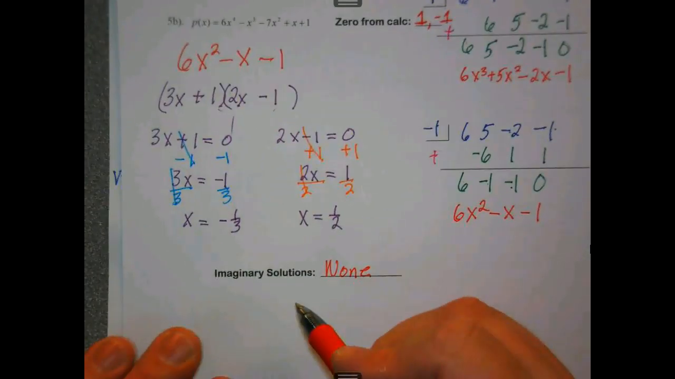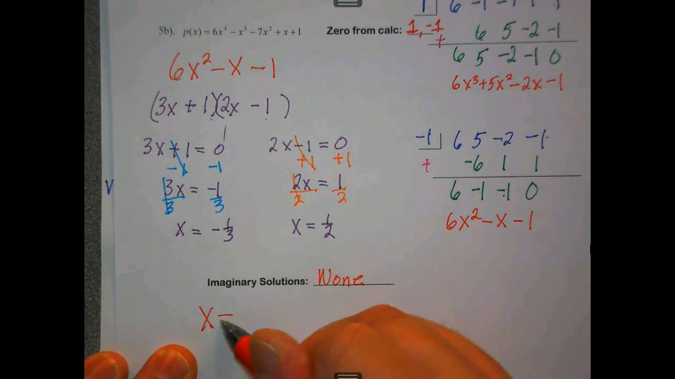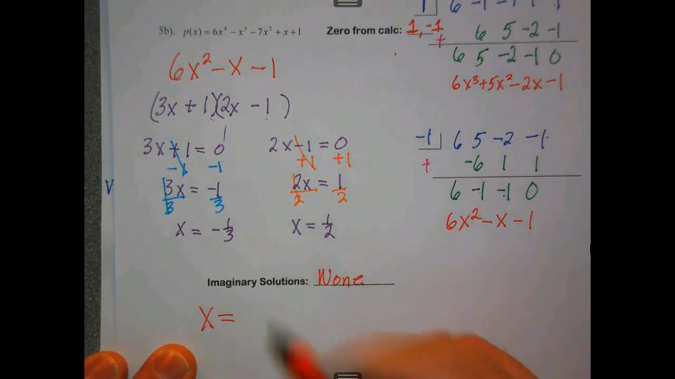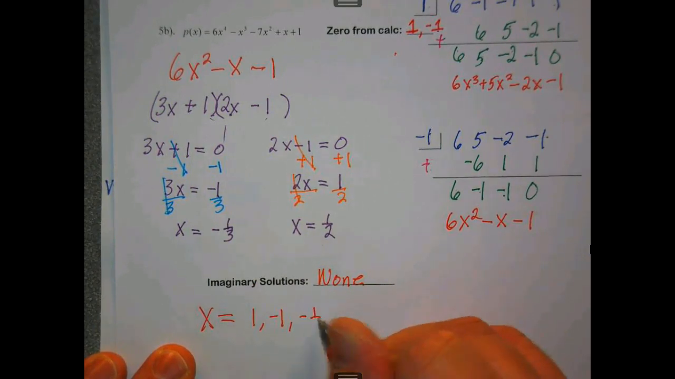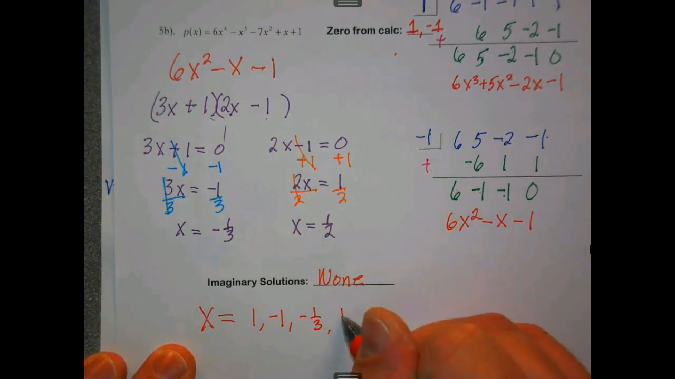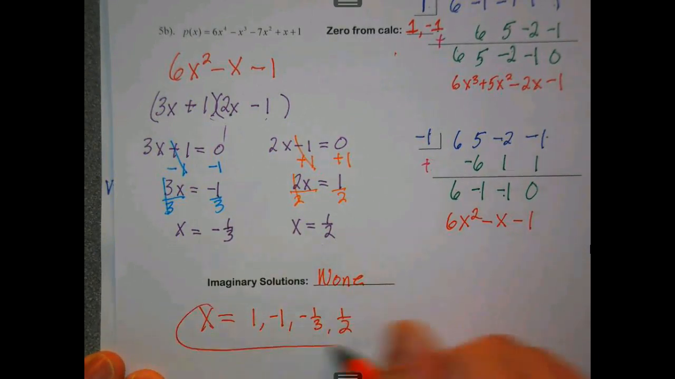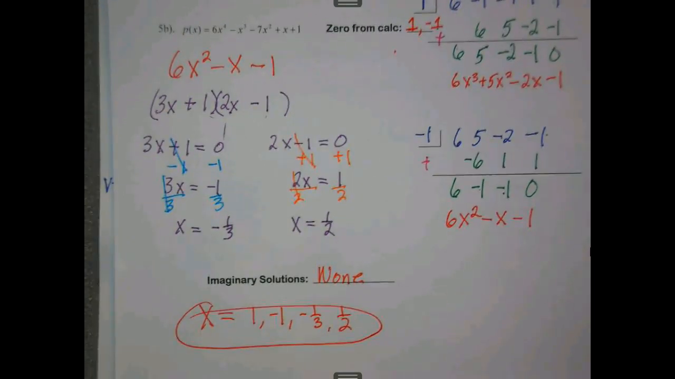My zeros really are 1, negative 1, negative 1/3, and 1/2. Any questions?